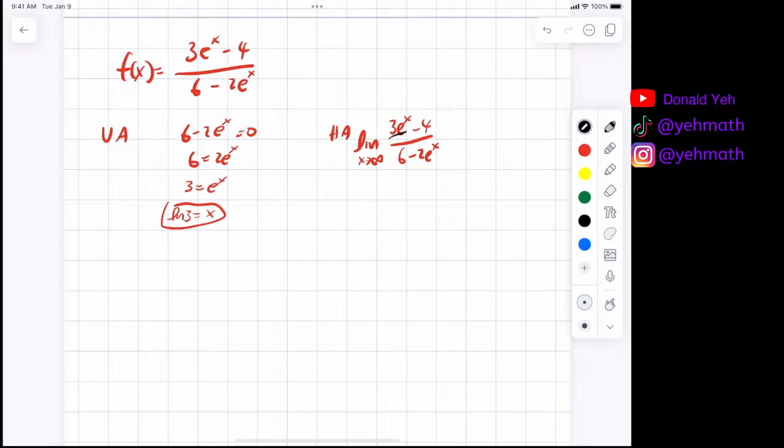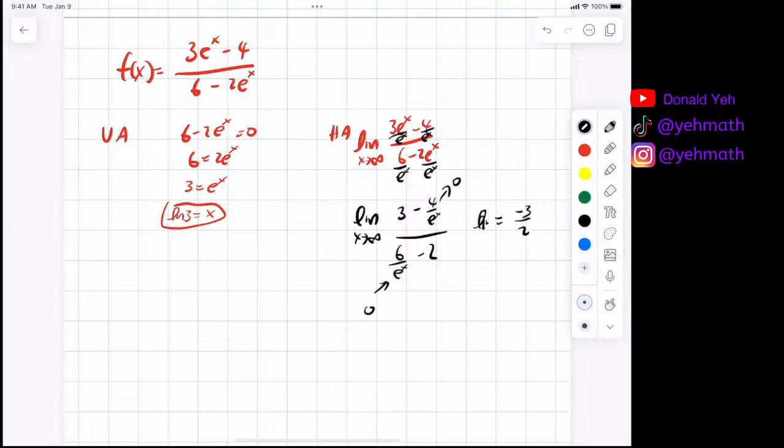But I actually like this way. So that's going to be the limit as x approaches infinity of 3 minus 4 over e to the x, over 6 over e to the x minus 2. Now, this will go to 0. This is going to go to 0, right? So it's going to be equal to negative 3 over 2. And that's the final answer.